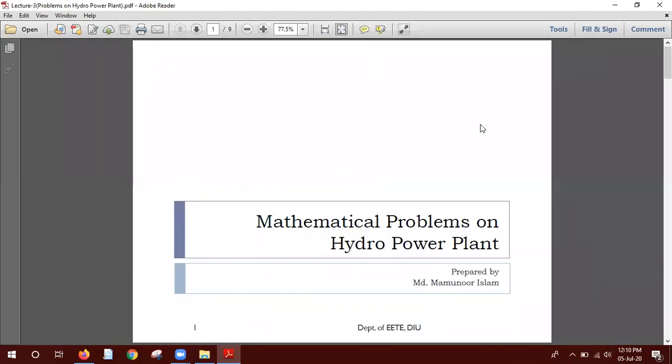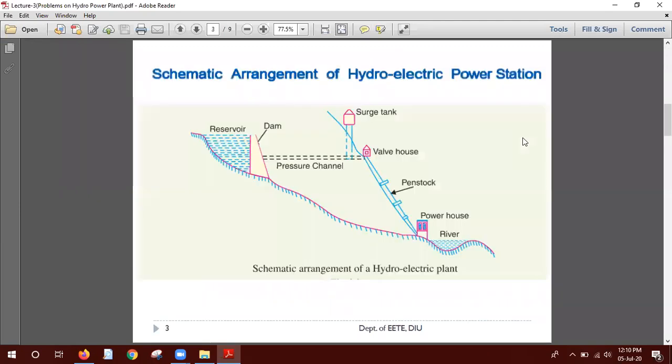So today our main topic is how to calculate the amount of power available in the hydroelectric power plant. We'll see how to calculate the amount of power and amount of energy. This is the schematic diagram of a hydroelectric power plant. You all know that there is a reservoir or dam available here.